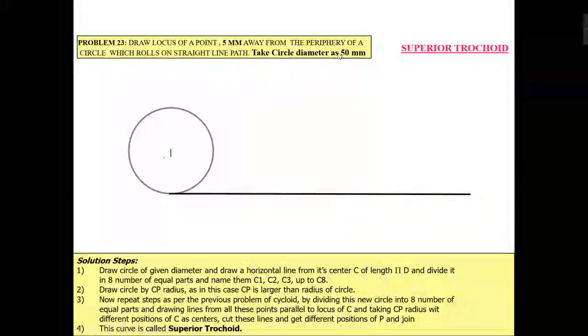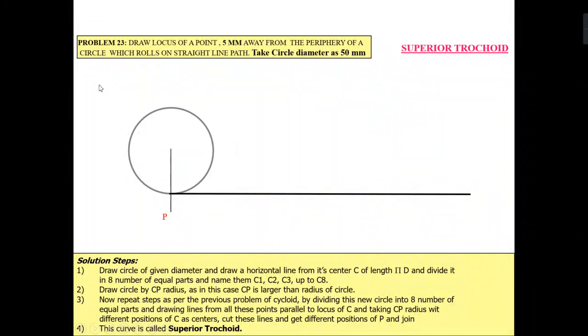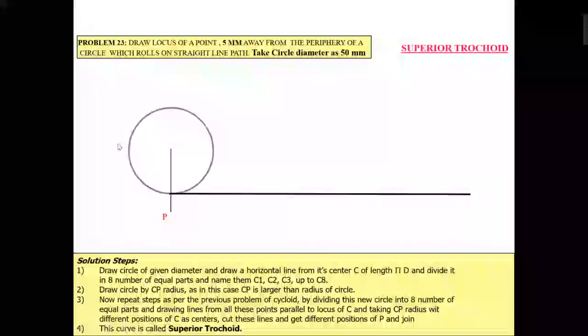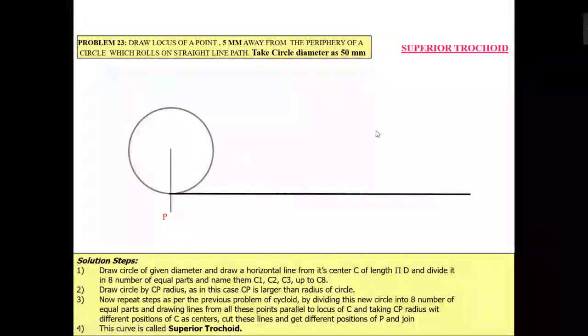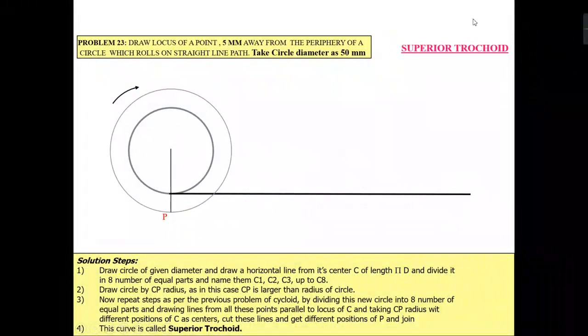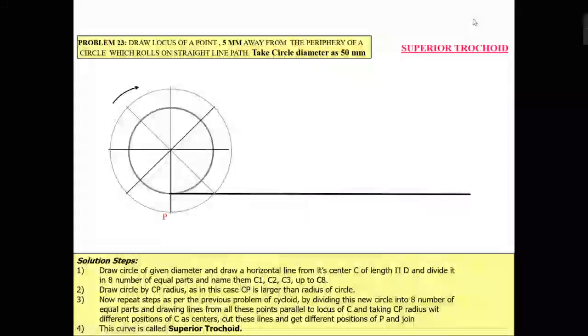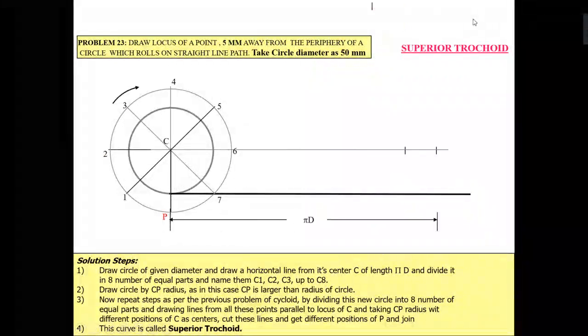This is your straight line, and the point is 5 mm away from the periphery of the circle. This is the periphery of the circle. This distance is nothing but the 5 mm. So from the center, it is 30 mm. For drawing this, the whole process is the same, except there is one change. What is that?